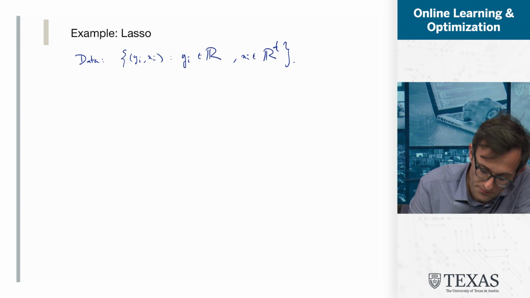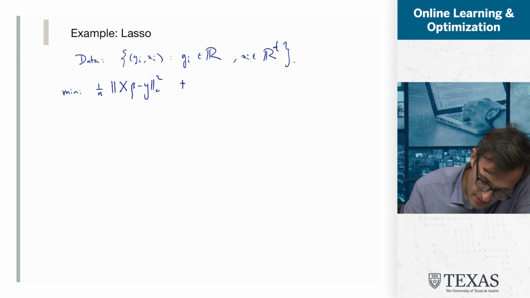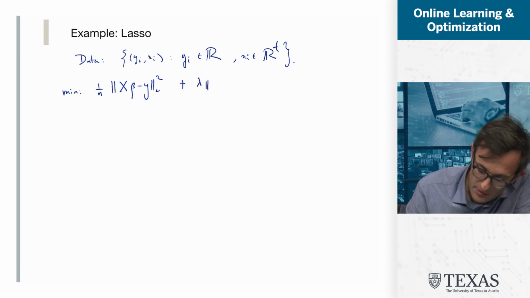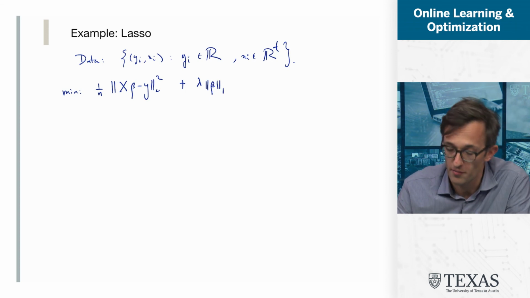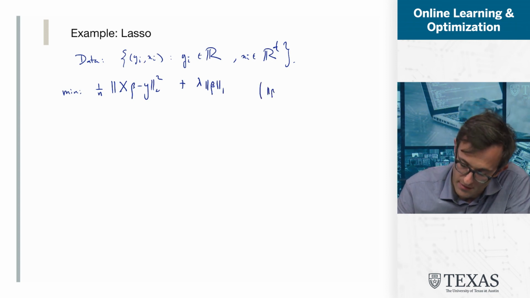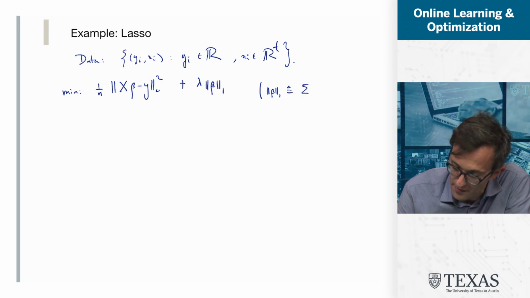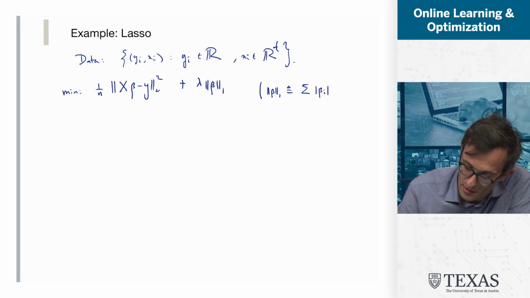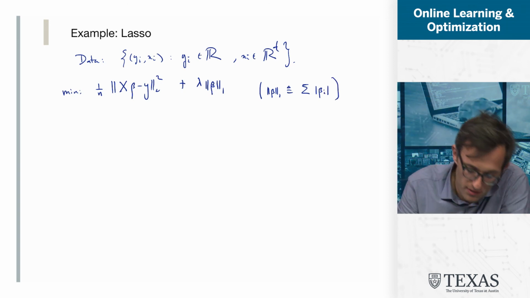And I want to solve 1 over n times the norm of x beta minus y, squared. This was my ordinary least squares problem, but I'm also going to regularize it. So I'm going to put lambda times the 1 norm of beta. Recall that this 1 norm is defined as, that's what the symbol means, the sum of the absolute values of beta i. So what is an optimal solution here?